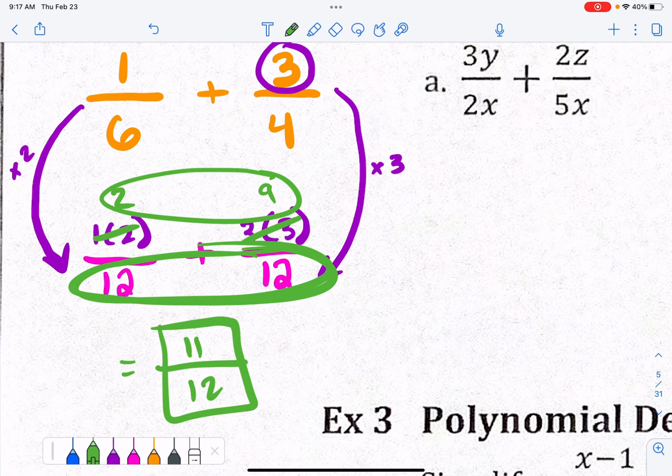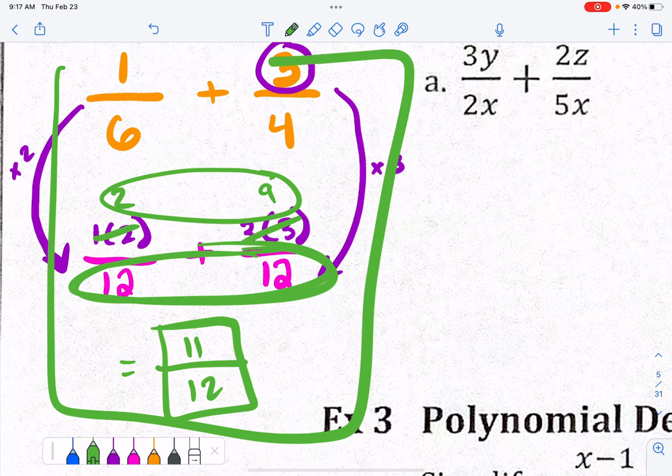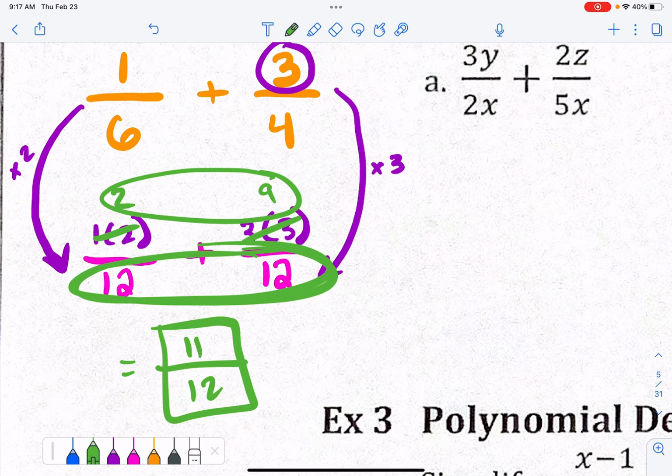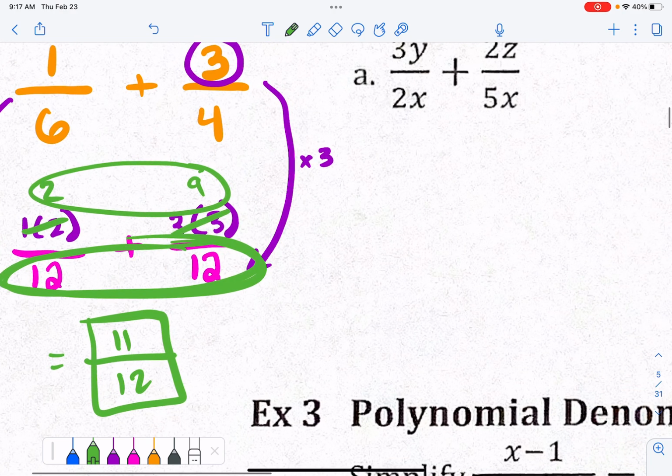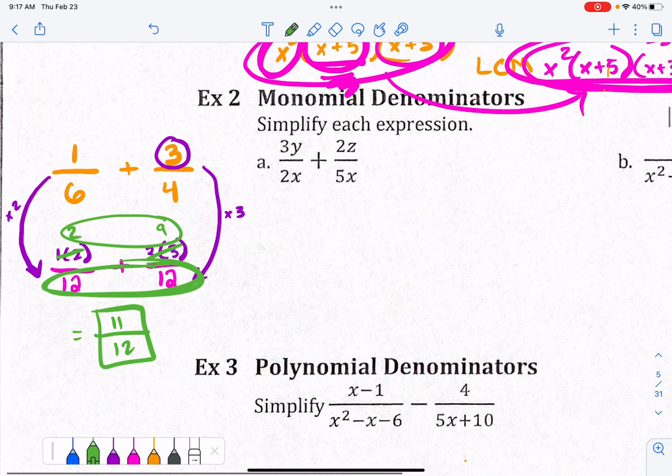So this is the process, and some of you skip some of those steps going through there, but that's the process. That's going to be the same process that we're going to use in example A over here, okay? So I'm going to put those right next to each other, and we're going to look at what we're going to do here.